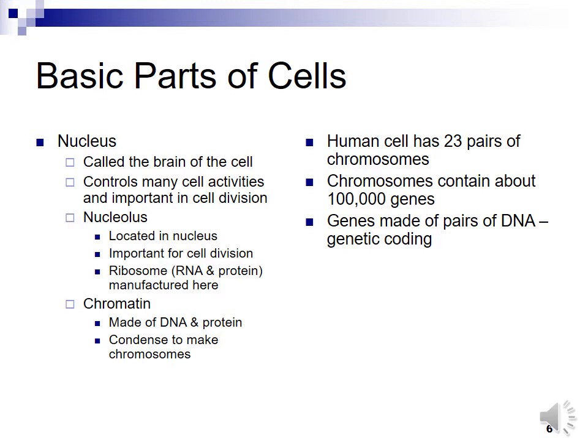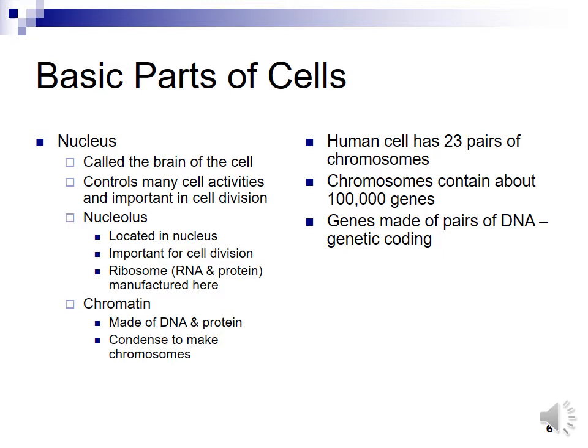We also have chromatin, and the chromatin is made up of DNA and protein, and this is what's going to condense to make our chromosomes. So again, very important for replication. So different human cells, they have 23 pairs of chromosomes, and we know that if there's a problem within those 23 pairs of chromosomes, that can lead to malformation. It could lead to the organism not even being able to replicate.